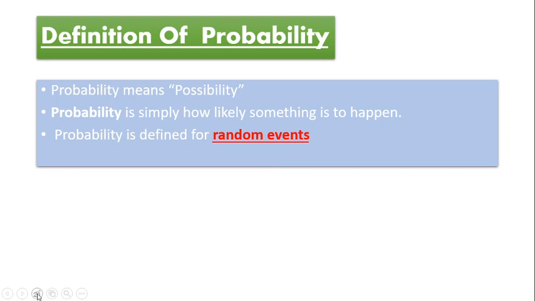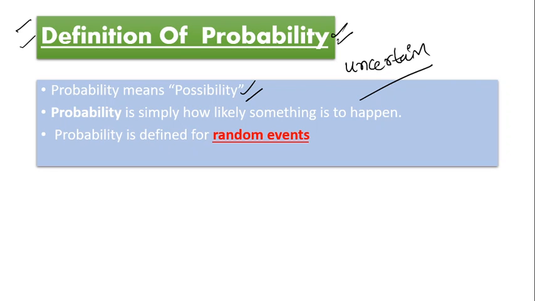Firstly, the question arises when we start learning about any topic: what is probability? Definition of probability. Probability means possibility. It is for anything which is uncertain for us. Uncertain means it may occur, or it may not occur. For such events, we define the term probability.